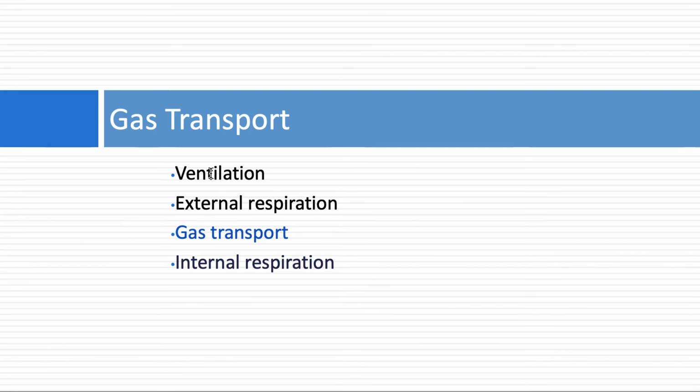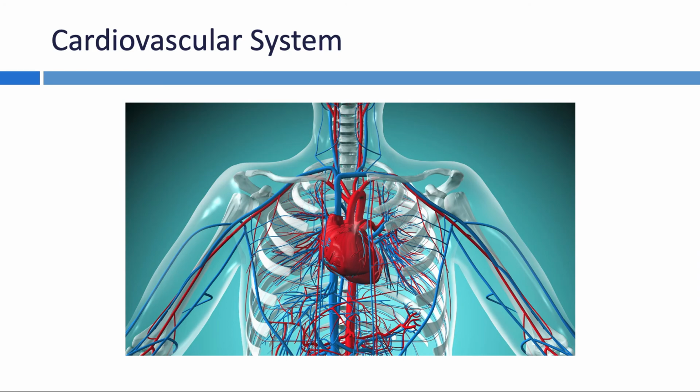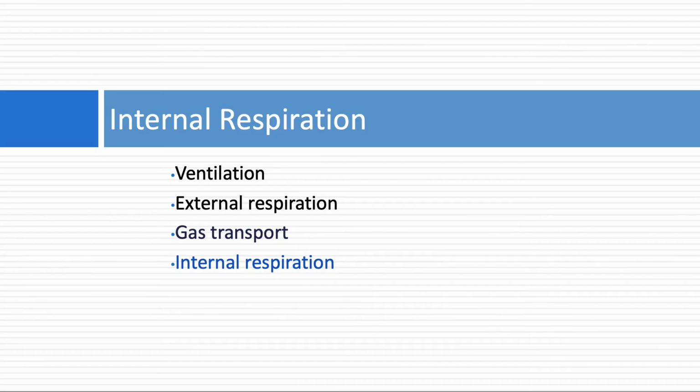So that was ventilation, breathing in and out. External respiration, getting the oxygen from the lungs into the blood and getting carbon dioxide from the blood back into the lungs. Now we have gas transport. Gas transport is done by the cardiovascular system. We have other screencasts on the cardiovascular system, so you can go ahead and look at those for how that happens, but just know gas transport is the cardiovascular system transporting the gases throughout the body.